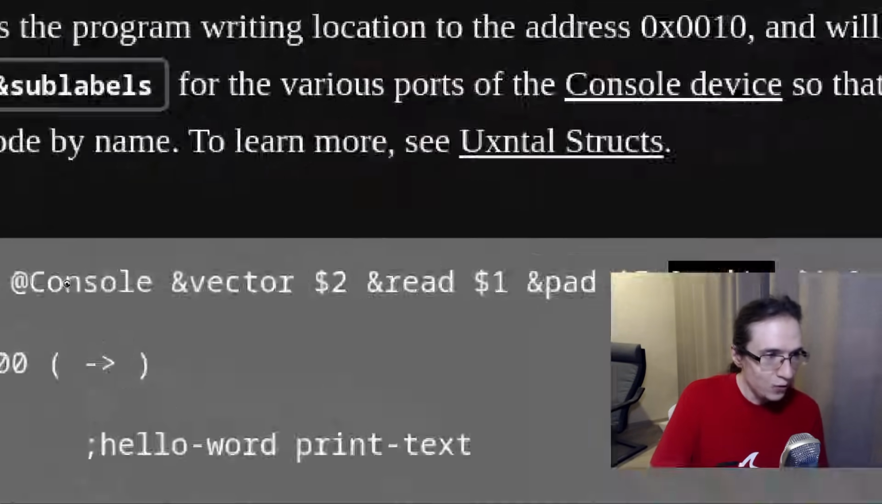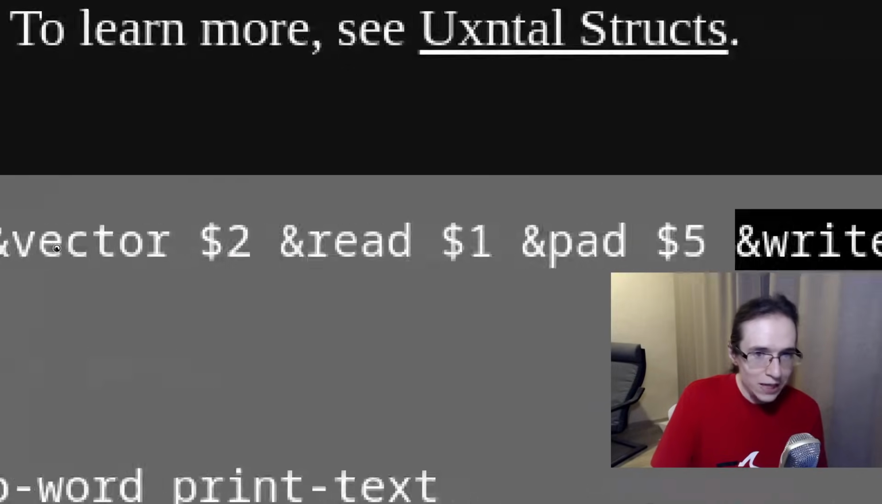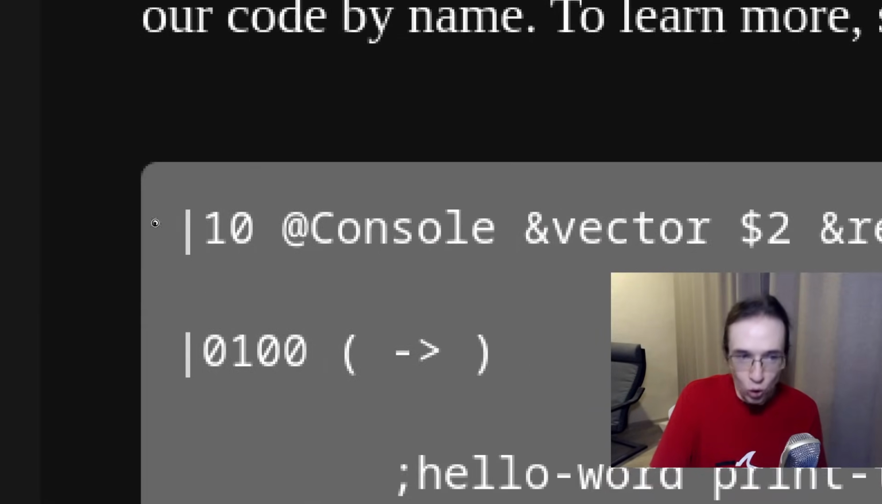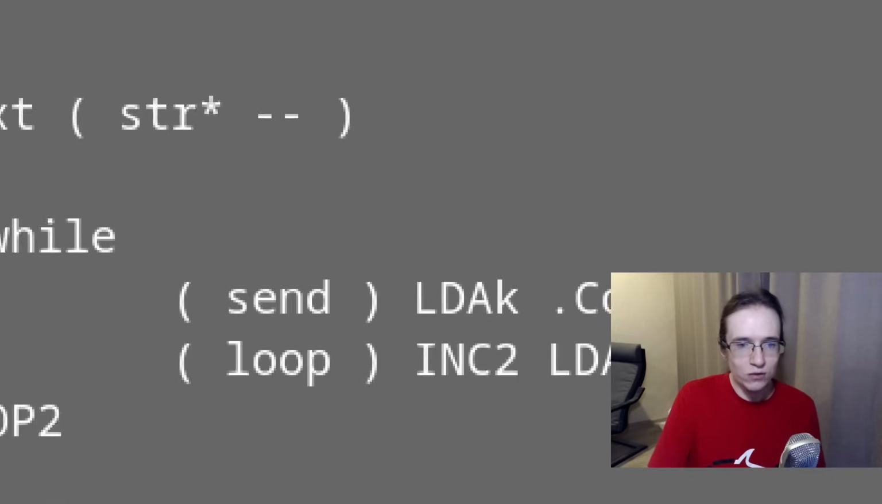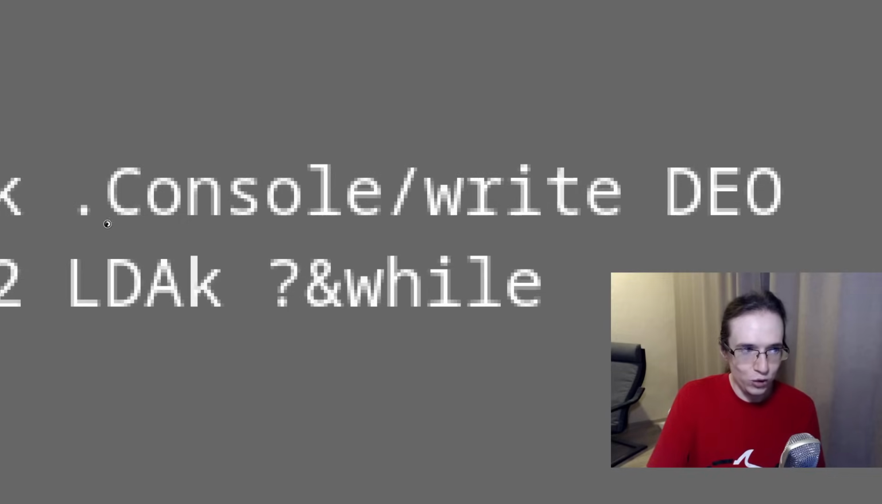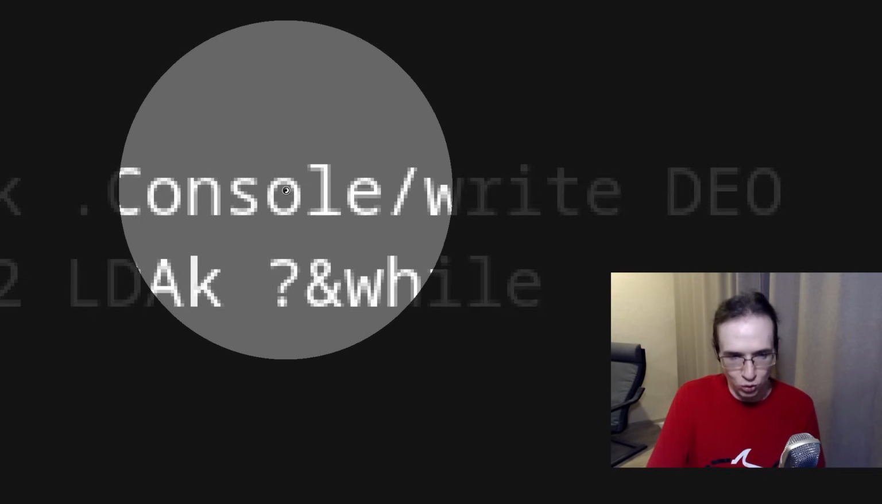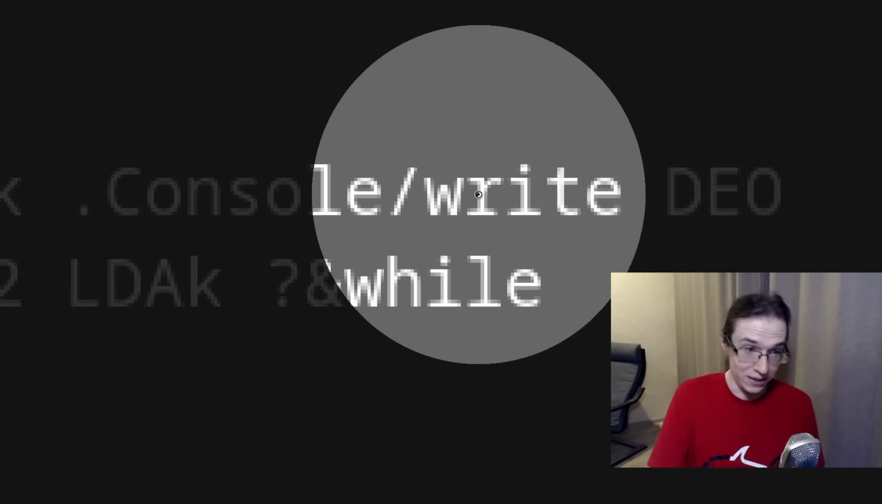So you see, we defined label console, then we defined sublabel write, so it's a sublabel for console. And when we reference it, we reference it as .console/write. That's basically the relation between them: console and sublabel write.